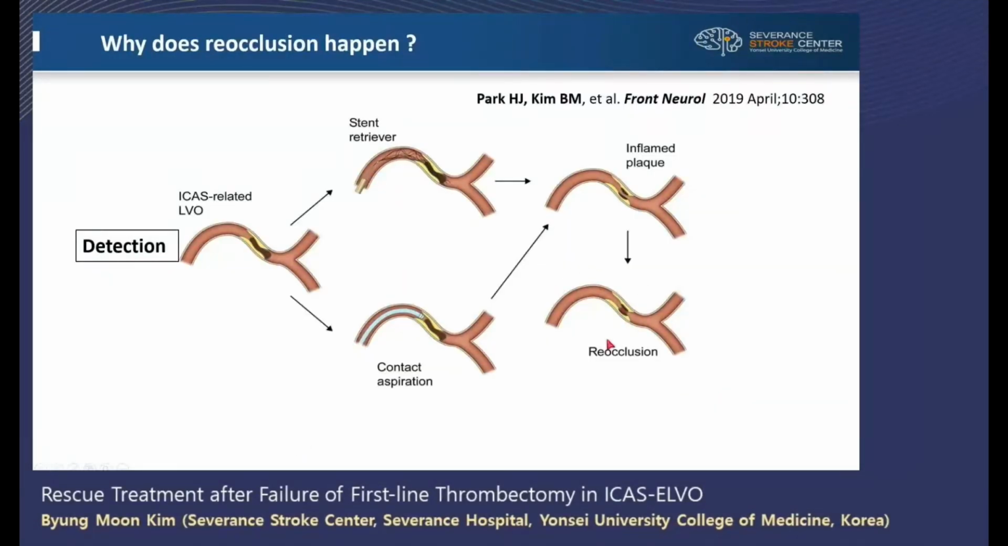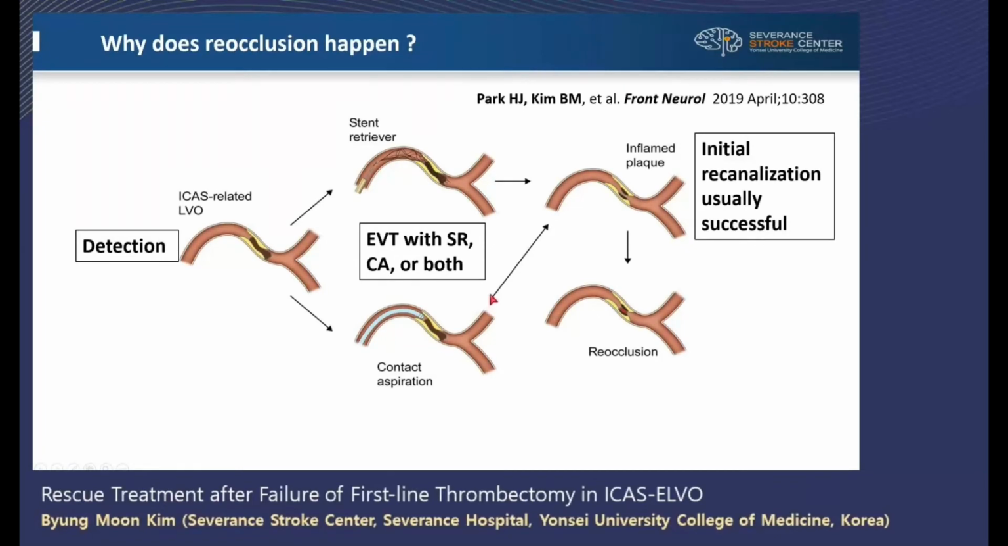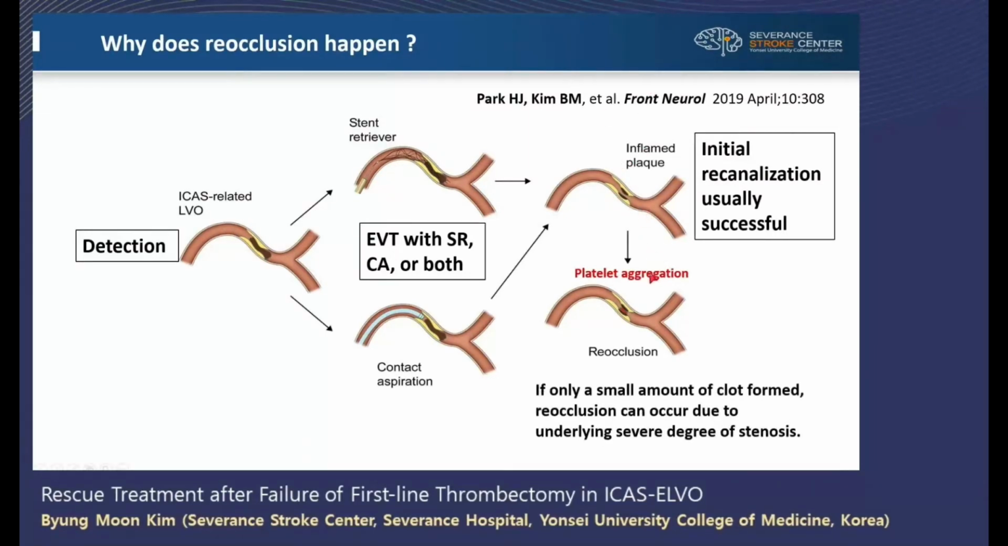Why does reocclusion happen? When ICAS LVO is treated with stent retrieval, contact aspiration, or both, initial recanalization is usually successful, but the inflamed plaque still remains, causing platelet aggregation and resulting in reocclusion. Even if only a small amount of clot forms, reocclusion can occur due to the underlying severe degree of stenosis.